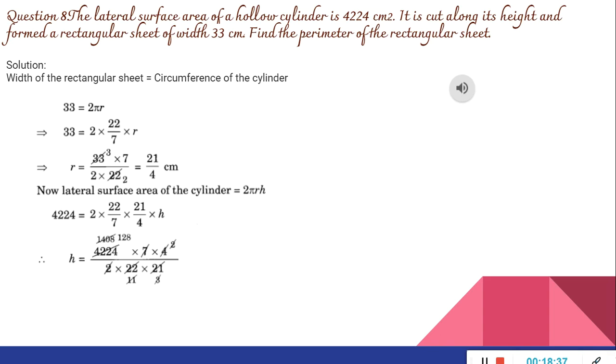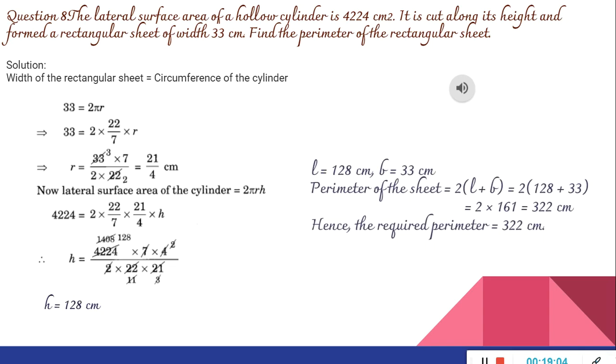Now what is the lateral surface area of the cylinder? That is 2 pi rh. That is already given. How much? 4224. That is equal to 2 into 22 upon 7 into r, we got 21 upon 4, into h. So by cutting all these, we will get 128 centimeter. So height is equal to 128 centimeter. That is the length of our rectangle. So length is equal to 128 centimeter.